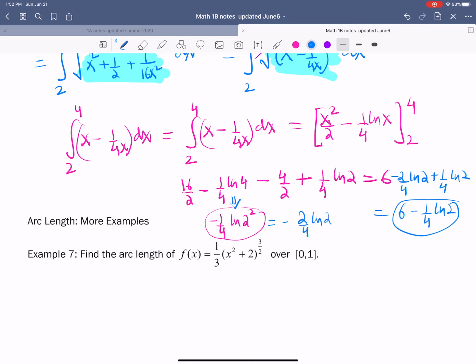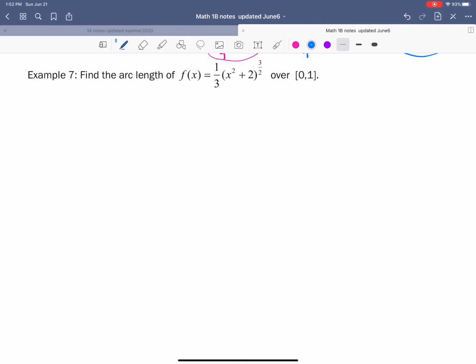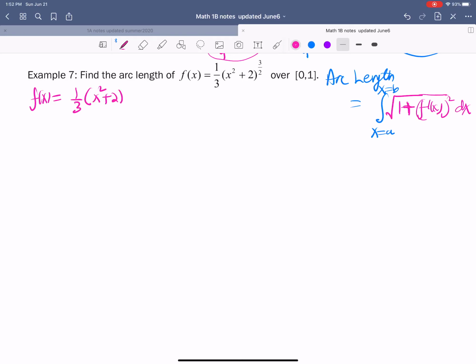All right, next example. Find the arc length of f of x. Again, we're given y as a function of x, and I'm going to plug them into the formula. Arc length is equal to the integral from x equals a to x equals b of the square root of 1 plus y prime squared, or f prime of x squared, however you want to write it. Same thing. 1 plus f prime of x squared dx. Okay, so we are given f of x as 1/3 times (x squared plus 2) to the power 3 halves. It is time to find f prime of x.